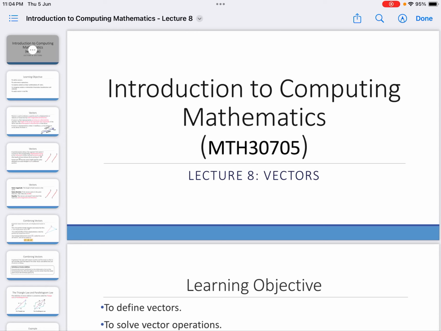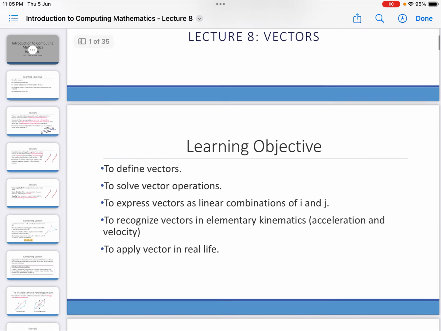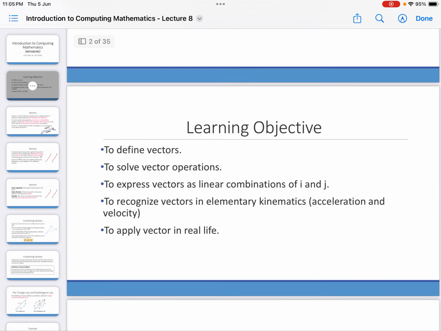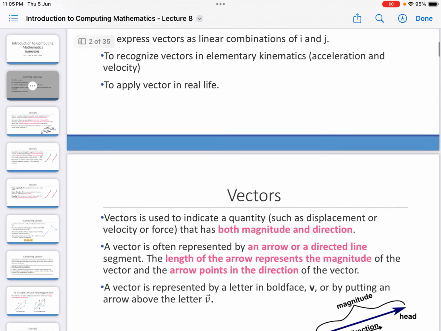Okay, hello everyone. So today we will learn about vectors. The learning objectives for today are: first, to define vectors; second, to solve vector operations; third, to express vectors as linear combinations of i and j; fourth, to recognize vectors in elementary kinematics such as acceleration and velocity; and lastly, to apply vectors in real life.